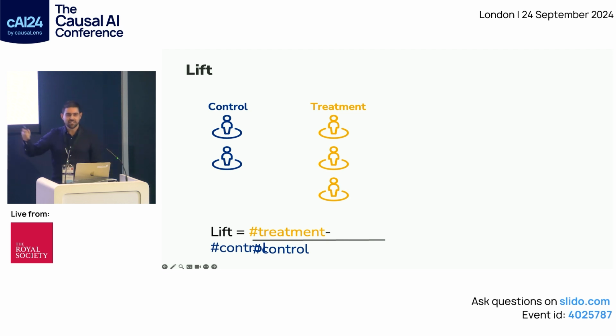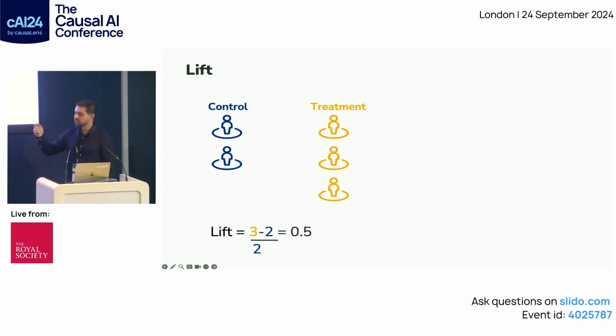But the lift is, I would say, an interesting metric that is hard to understand from this formula. But we go through that. You get the number of the ones in treatment minus the control, and you divide by the control. So 3 minus 2, 2, 0.5, 50% increase. So this is the lift. It's a lift of 50%.